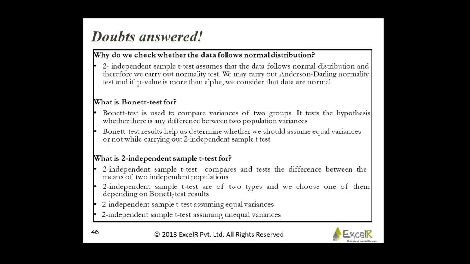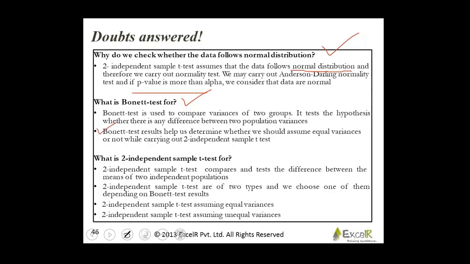You might have a few doubts, right? Why do we check whether the data follows normal distribution or not? Now, 2 sample t-test assumes that the data follows normal distribution. It assumes, hence we are performing the normality test because we want to know which test we have to perform, right? So we carried out the Anderson-Darling normality test and we found out the p-value. And we know that if the p-value is greater than 0.05, we consider that the data are normal. What is Bartlett's test for? Bartlett's test is used to compare variances of 2 groups, right?